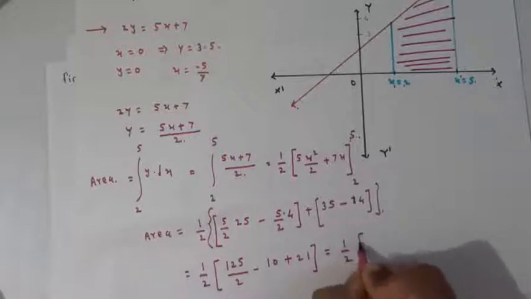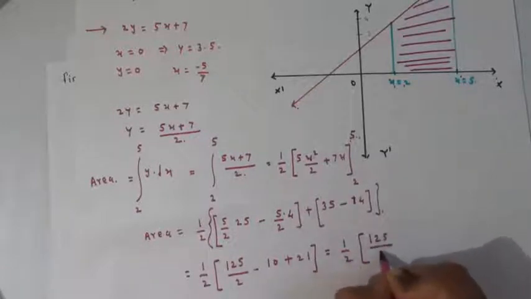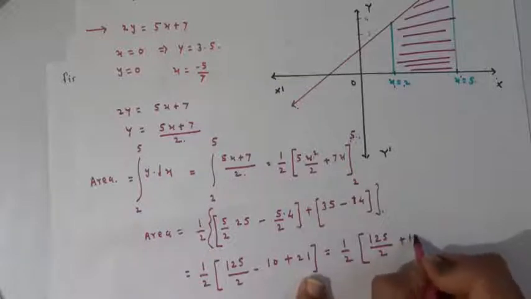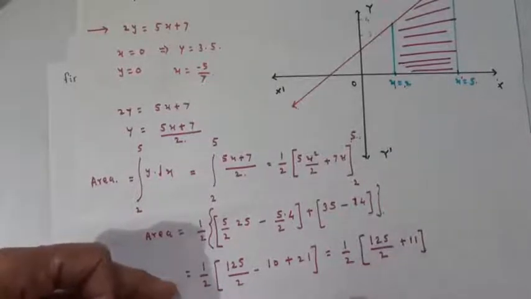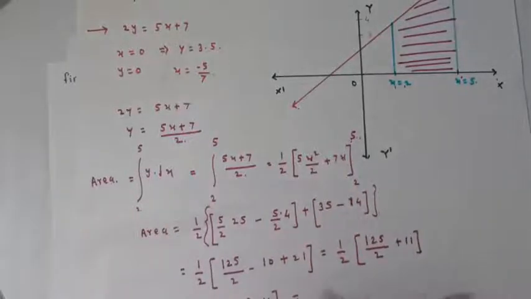This is equal to 1 by 2, 125 upon 2 plus 11, 1 by 2 into 125 upon 2, 62.5 plus 11, and that is equal to 73.5 upon 2, and this is the required area.